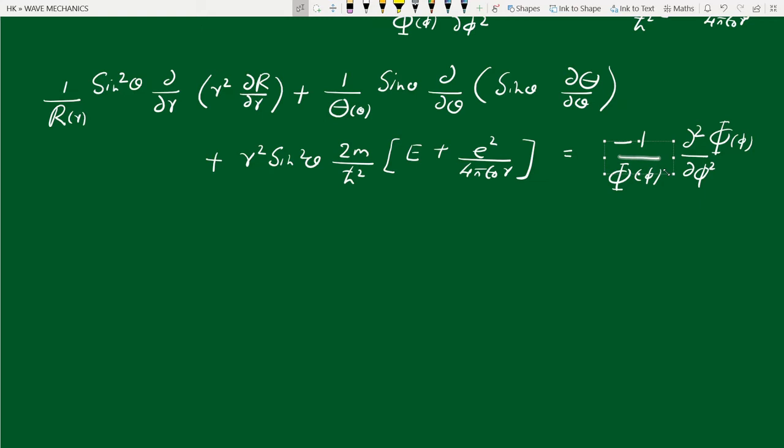Then what happens? The left side of the equation will increase, but the right side is independent of r and theta, so it will remain the same. Then this equation will be violated. Okay, and this equation will not be valid.